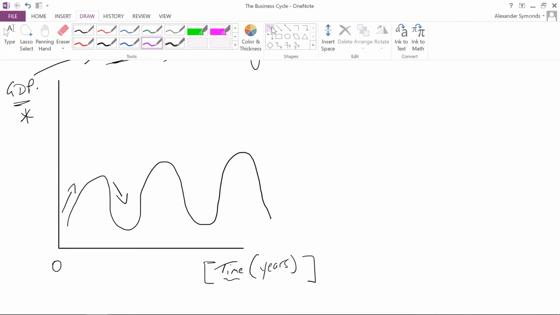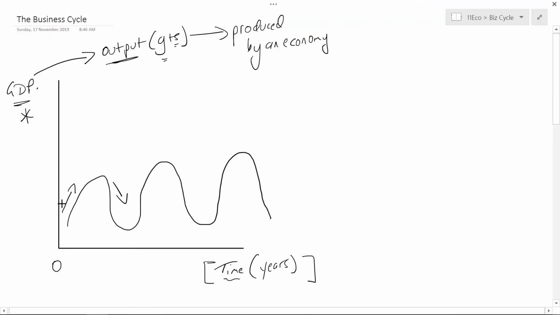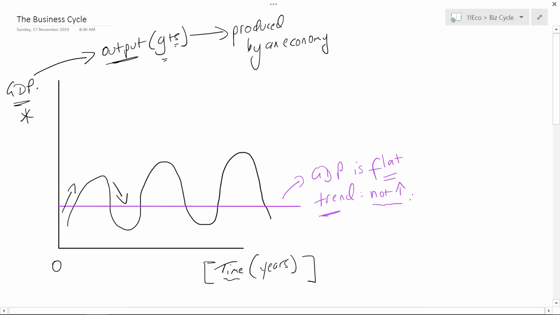So the issue with this version of the graph though, let's grab a different colored pen, let's grab purple, let's get a straight line going here, is that if we took a sort of trend or an average and we went all the way across here, we can see that on the whole, the average level of GDP is flat. Now, you might put this trend line a little bit higher, a little bit lower, I don't mind, but you look at this average and you're like, well, on average, it's a bit flat. The trend for GDP here is that GDP is not rising over time.